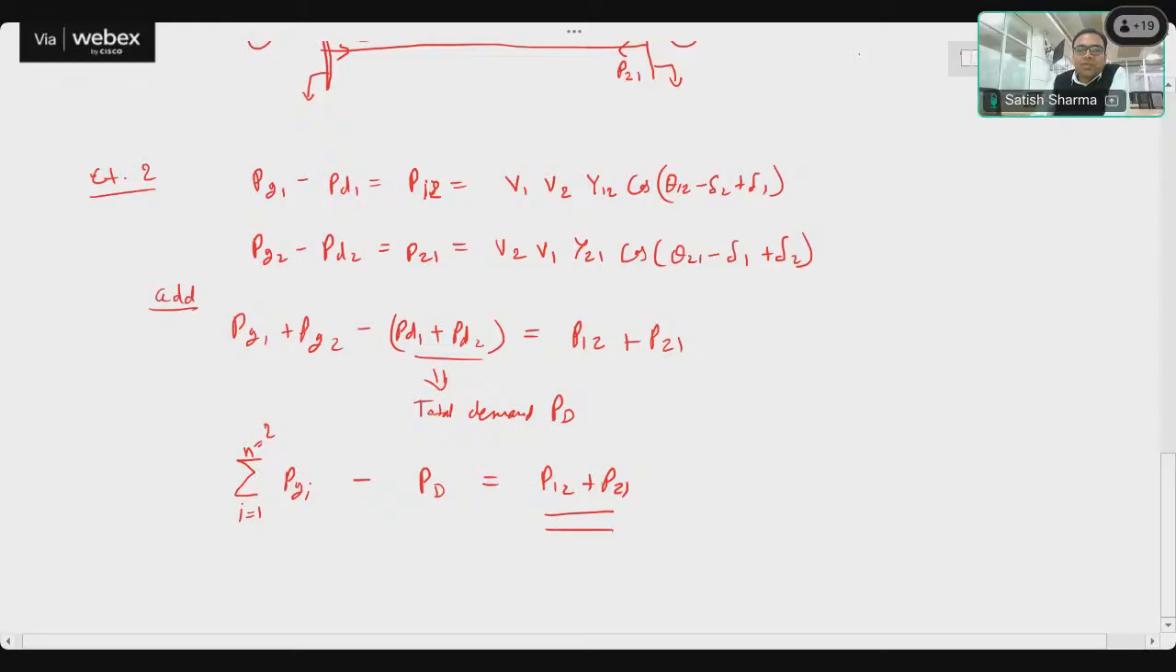Okay, so this is nothing but the loss, and in a generalized way I can write it down like this: the pair ij in the set of l number of lines. So I am doing a summation over all the ij pairs, and that Pij plus Pji I can put here, and that will be the network losses. Is this clear?